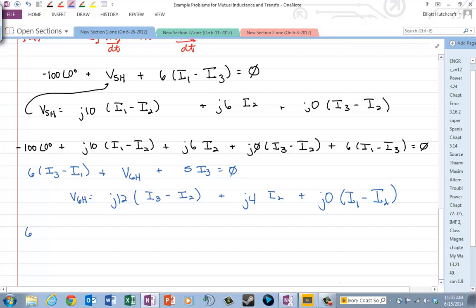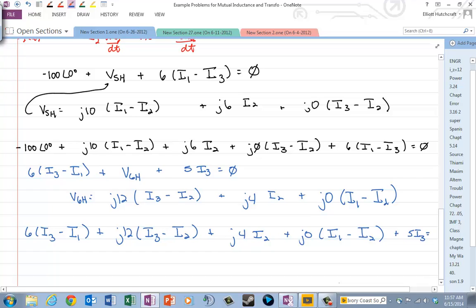And then I can go and substitute that in my above equation, so I'll end up with 6 I3 minus I1 plus J12 I3 minus I2 plus J4 I2 plus J0 I1 minus I2. So that's all for the V6H plus 5 I3 equals 0. Okay, so that's my second equation.